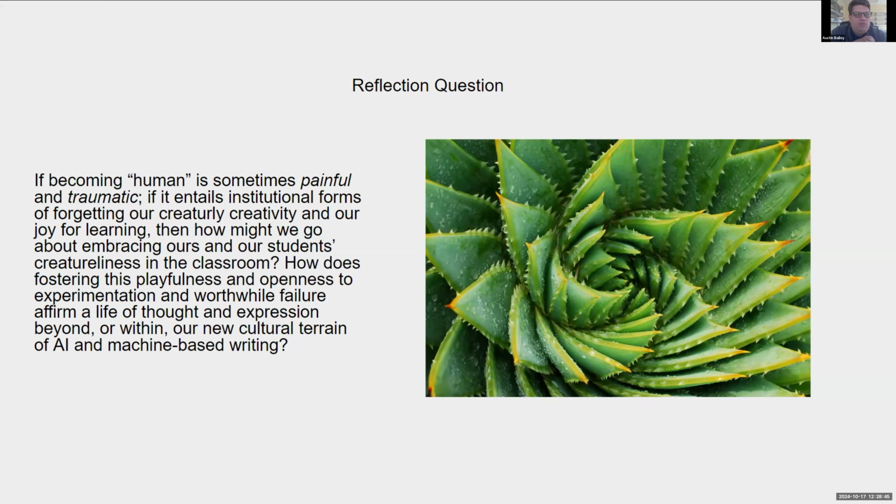This is really what I'm thinking about, as my department thinks more about the relationship between AI and writing assessment. How does fostering this playfulness and openness to experimentation and worthwhile failure affirm a life of thought and expression beyond or within our new cultural terrain of AI and machine-based learning? So those are some of the things I'm thinking about. I'll end there.